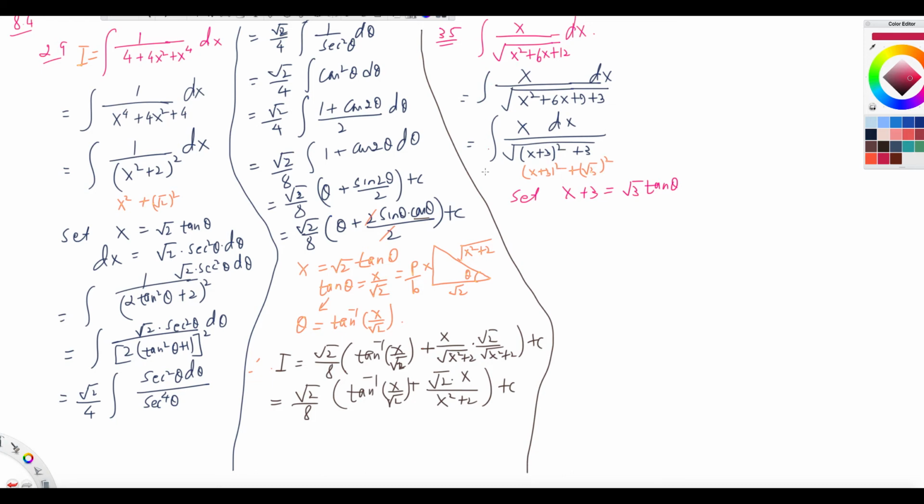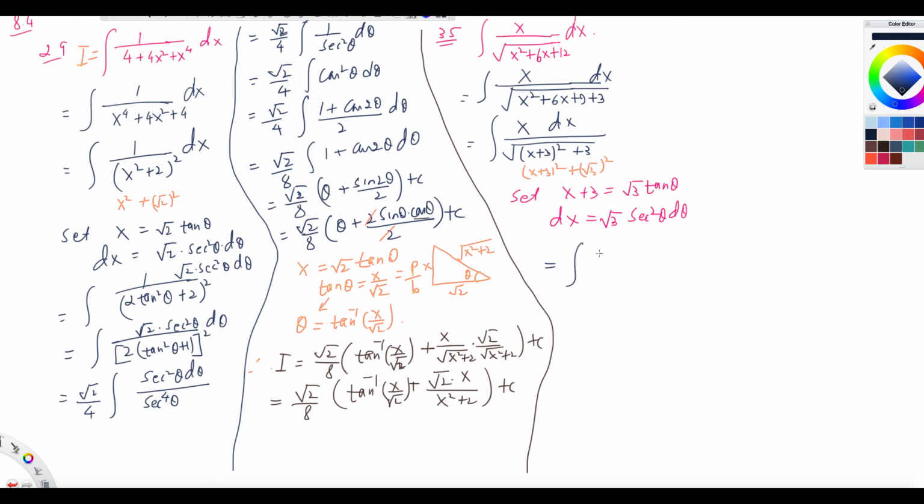So what do you get there? Then the derivative, dx will be what? Root 3 secant square theta d theta, right? That is the dx. So what do you get if I plug that into the integral? Then x plus 3 is root 3 tangent theta. So what will be just x? You subtract 3 from both sides, right? Because you get x equals what? Root 3 tangent theta minus 3, right? That's what you get for the x, and dx will be that thing.